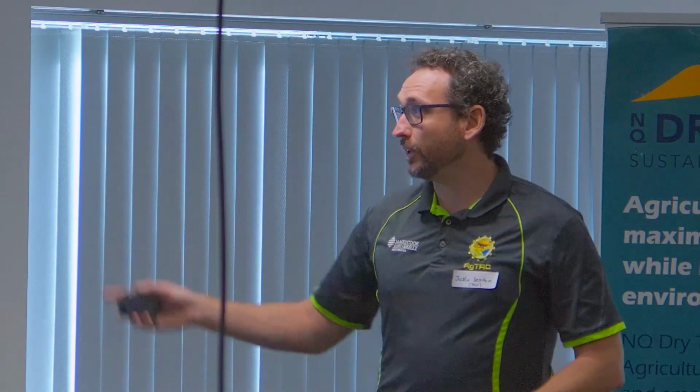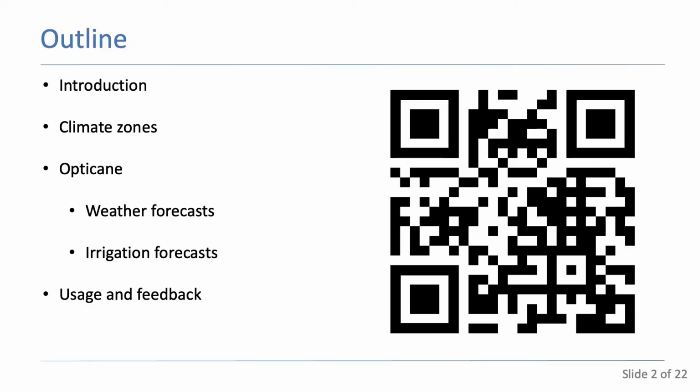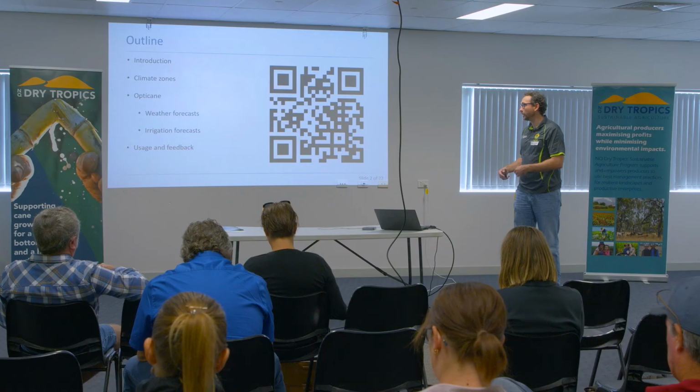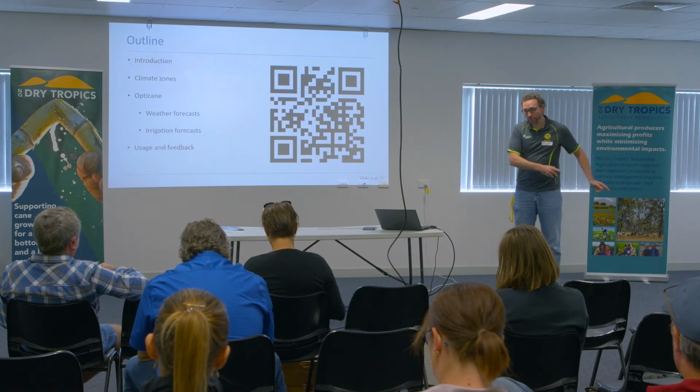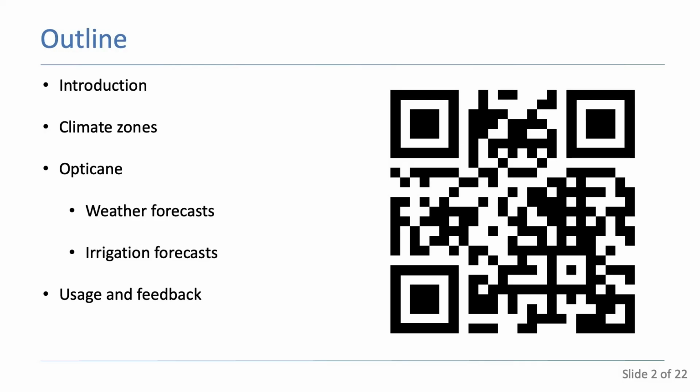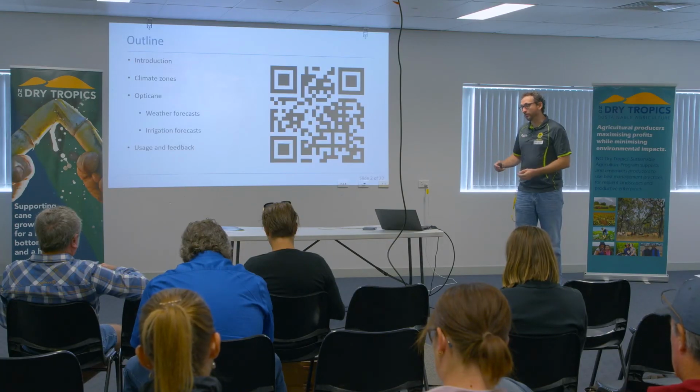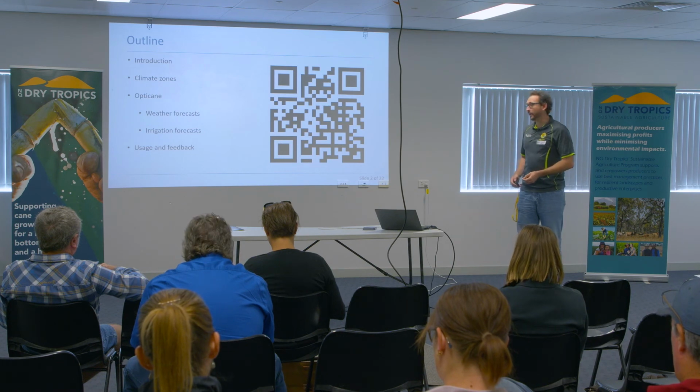I'll go a bit over the project, how we divided the Burdekin region into climate zones in order to get our forecasts to be more locally relevant to growers. Go over the tool itself, our weather forecasts, how we shift those into an irrigation forecast, and some of the usage and feedback we've got. As I said, we've gone through this whole process now. It is up, it's live. We wouldn't have been able to do it without constant feedback from the guys at BPS and from actual growers. So the usage and feedback is a really important part of developing this app.